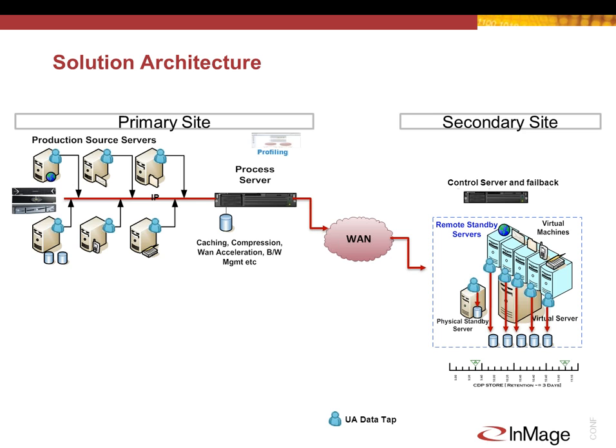So if you were to scale out and have multiple process servers or multiple sites that had a process server, you still have a single pane of glass to manage the environment. That control server also acts as a failback server, so that in the event that you do need to fail over into the secondary site, you have the capability to optimize your replication in the reverse direction for failback.